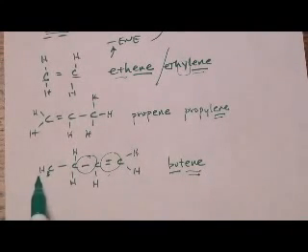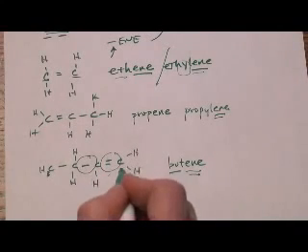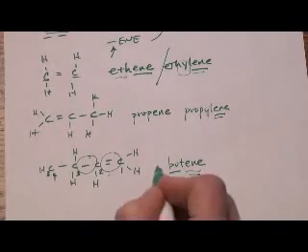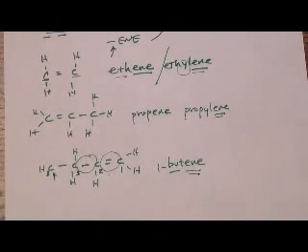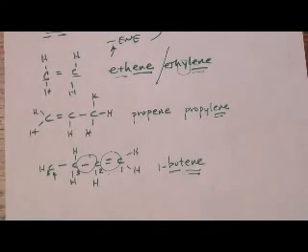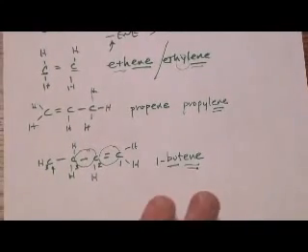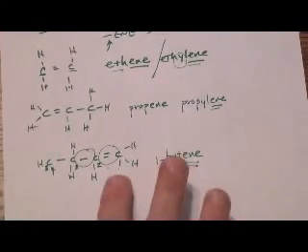You always number the carbon chain so the double bond has the smallest possible number. So you'd number the carbon chain 1, 2, 3, 4, and it would be called 1-butene. If it's on the first carbon, it's generally just called butene, but that's kind of a slang name. The technical name is 1-butene, with the double bond on the first carbon.